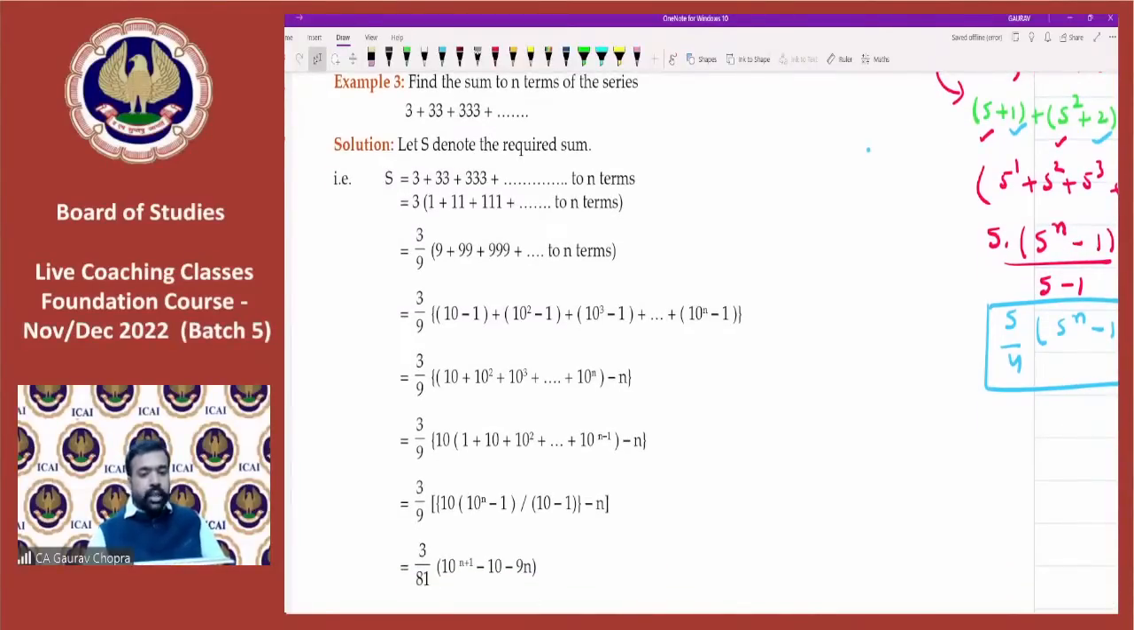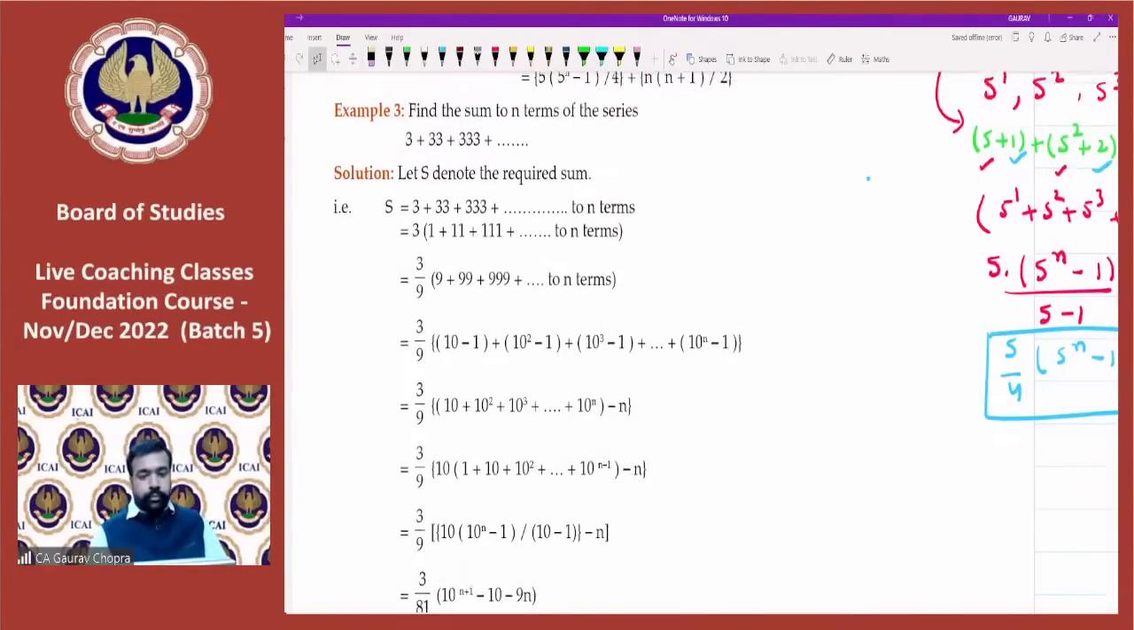All right. So example number 3 में आपको क्या करना है? Find the sum. You have to calculate the sum. What is the series? 3, 33, 333 and so on. This is the series.